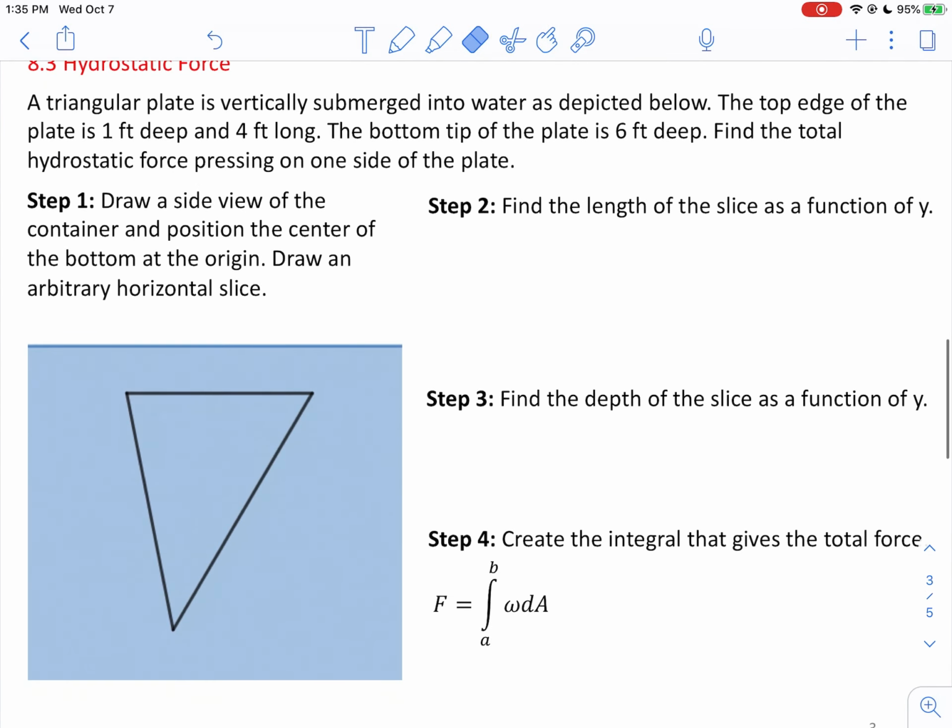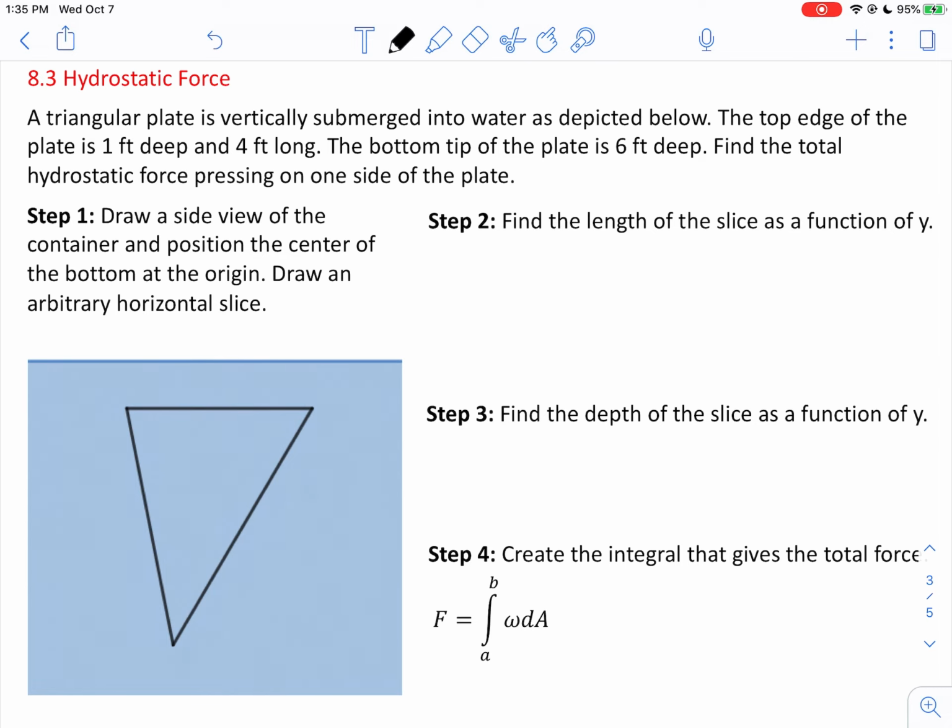Okay, as our first example. A triangular plate is vertically submerged into water, as depicted below. The top edge of the plate is 1 foot deep, and we know that the top edge is 4 feet long. The bottom tip of the plate is 6 feet deep. That's 1 foot, but from the top edge of the plate down to the bottom tip is 5 feet, because this tip down here is 6 feet deep. Find the total hydrostatic force pressing on one side of the plate.